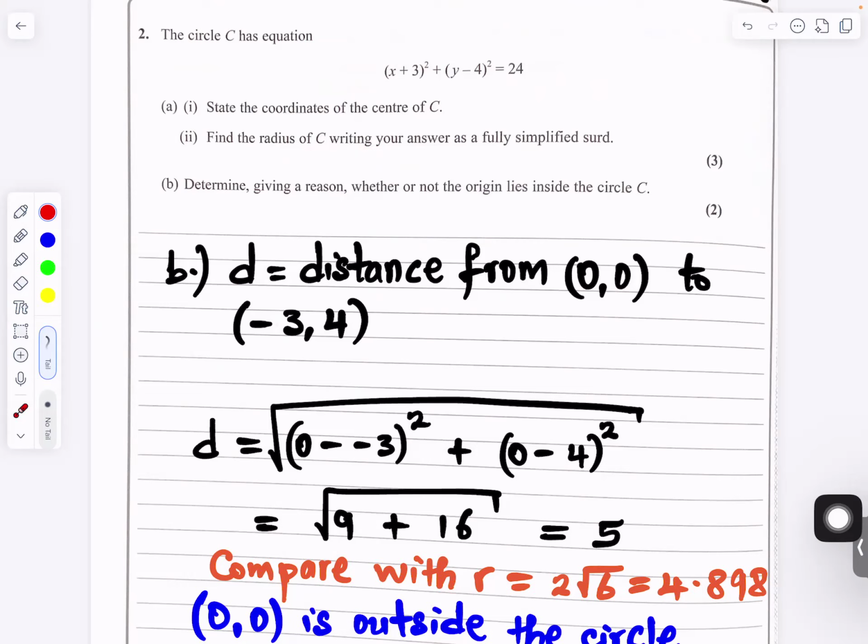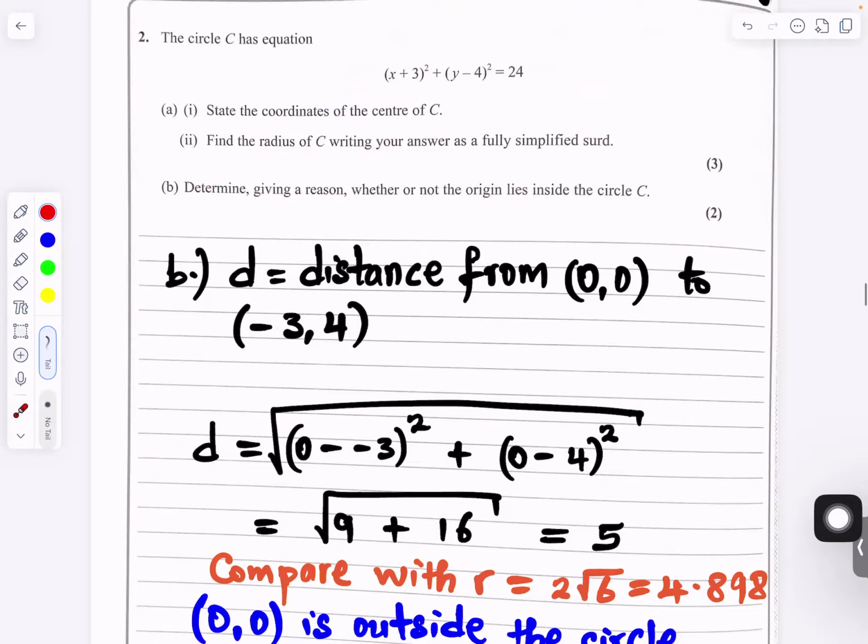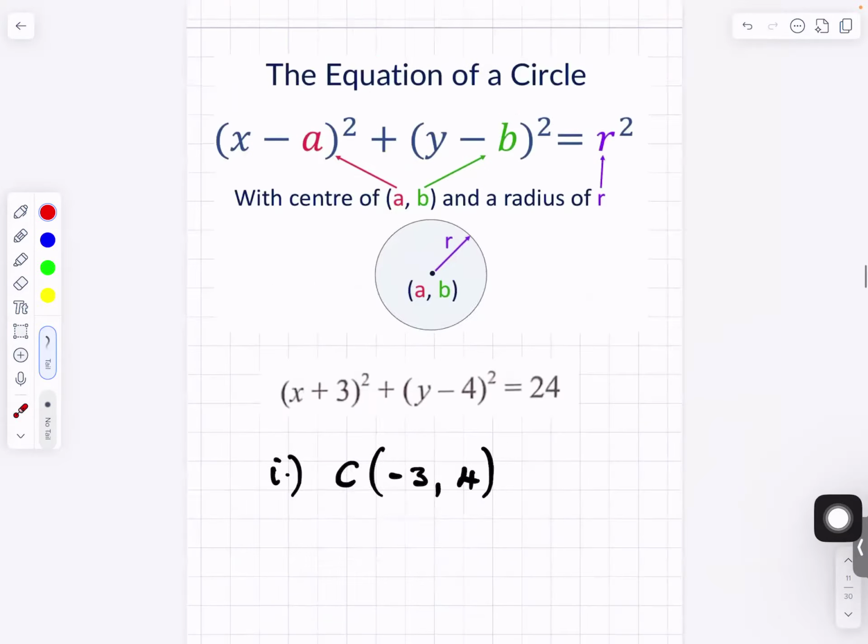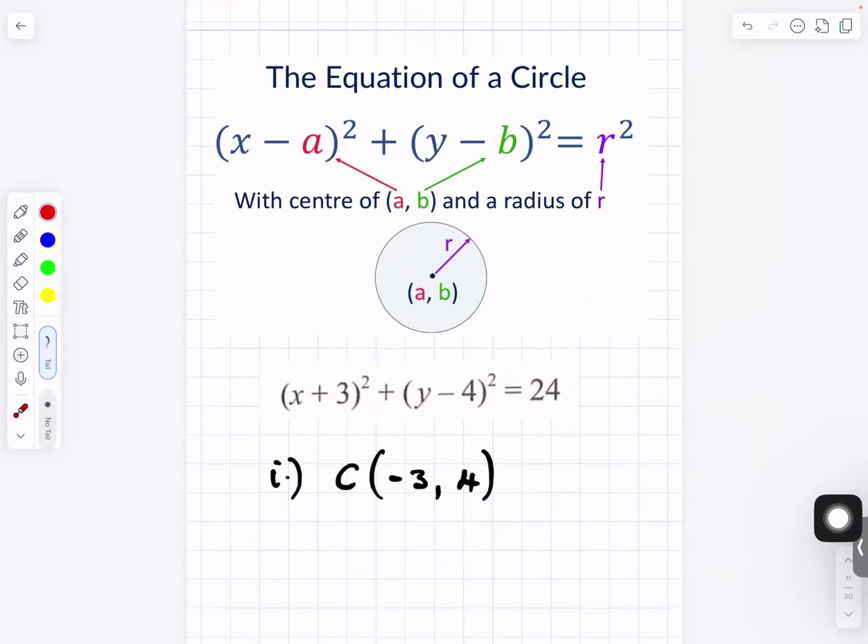So to find the coordinates of the center, this is what we're going to use. This is the general form equation for a circle, which you should memorize.